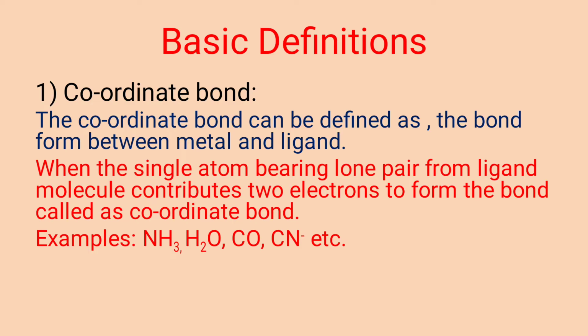Basic definition, more importantly in the case of a coordination compound: there is a coordinate bond formed between the metal and ligand. So how can one define the coordinate bond?